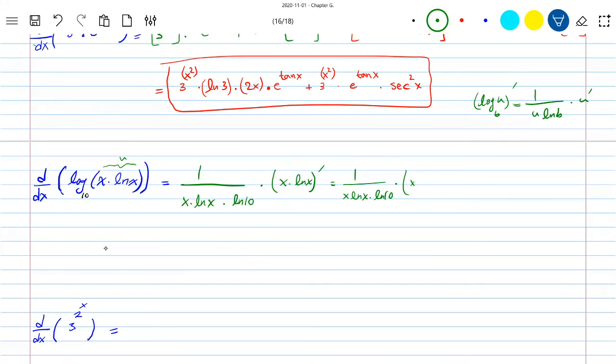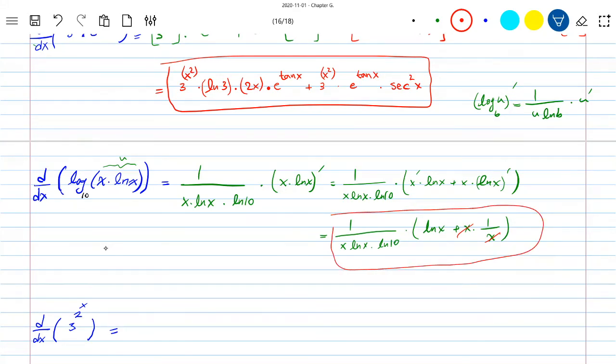You should implement the product rule: x derivative times ln x plus x times ln x derivative. And finally, you can write that as 1 over x ln x times ln 10, multiplied by the derivative of x, which is 1, so 1 times ln x, plus x times the derivative of ln x, which is 1 over x. You can cancel out these two x's and you'll get ln x plus 1. That would be the simplest form of this derivative. Okay.